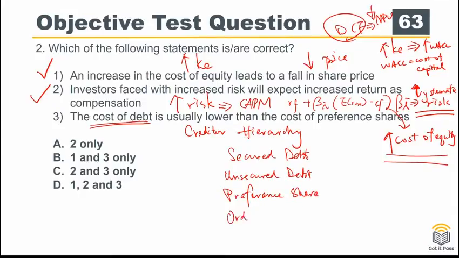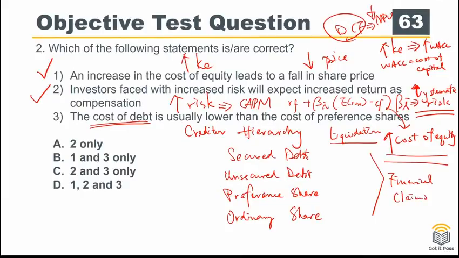Okay, here is the creditor hierarchy. Once the company is in liquidation, the financial claims against the company will be, first, the secured debt, next, the unsecured debt, and then followed by preference shares. Last one is ordinary shares.